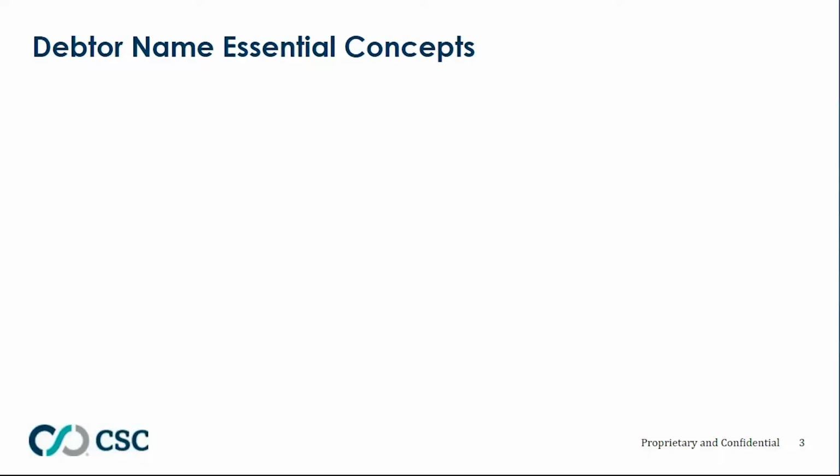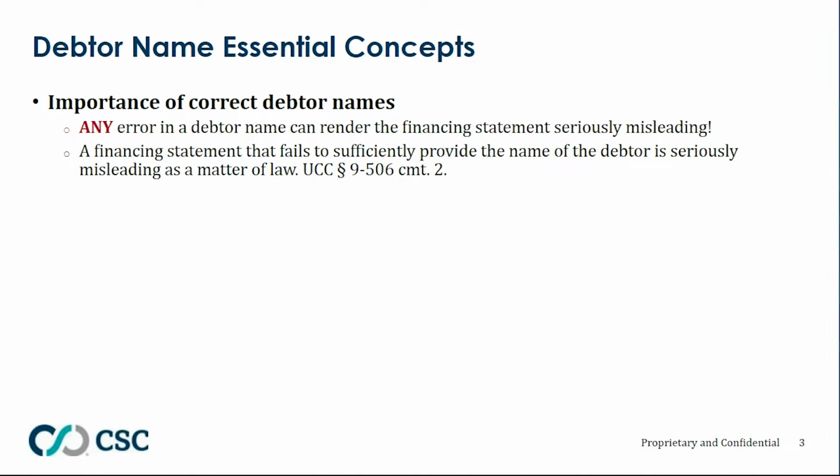Some things that it's important to understand about debtor names, and first and foremost, is that correct debtor names are critical. Under Article 9, because they are so critical, any error in a debtor name can render the financing statement seriously misleading. And I mean any error, an extra space, a missing comma. These have the potential to render a financing statement seriously misleading, and if it's seriously misleading, it's simply not effective.